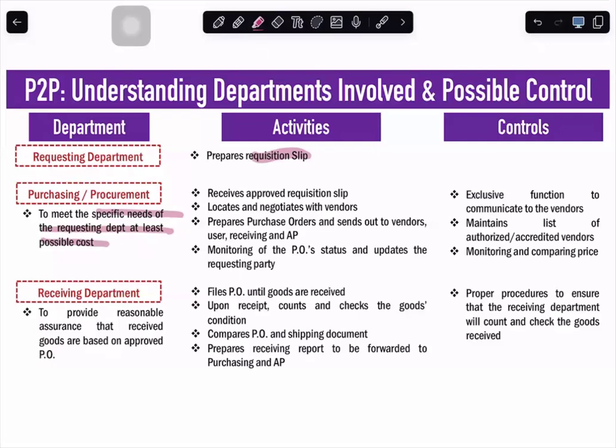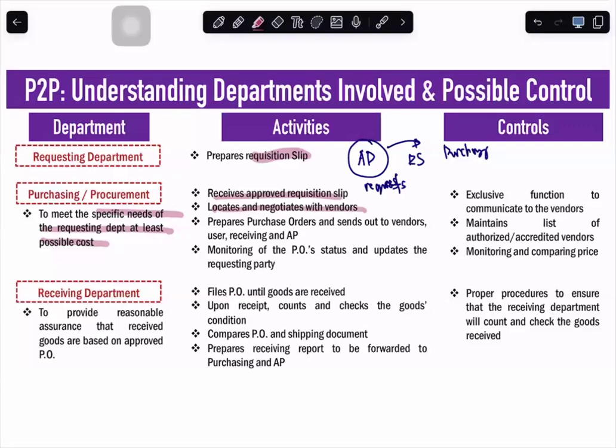So what are the activities then? First, they will receive the approved requisition slip from the requesting department. So let's say it is the accounting department who requests, okay? So it is the accounting department who requests. The accounting department will now prepare the requisition slip and will forward that to your purchasing or procurement department. Now, since it is now forwarded to your purchasing or procurement department, the purchasing or procurement department will need now to look into or purchase for what is requested at the least possible cost. That's why they will now locate and negotiate with the different vendors.